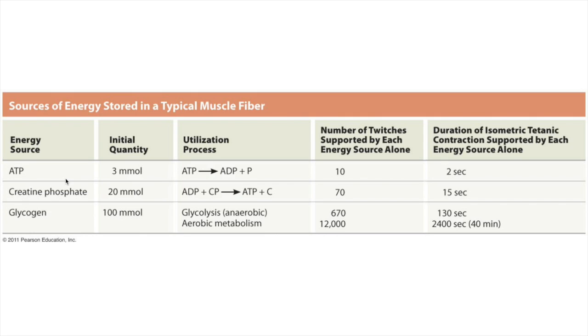So ATP, the stores are depleted in about 2 seconds. So we don't store very much of that. You can see that's enough for about 10 twitches. With creatine phosphate, that lasts a little longer. That lasts about 15 seconds, good for maybe 70 twitches. And then glycogen is broken down by glycolysis to produce ATP, and that can produce ATP for about 2 minutes.